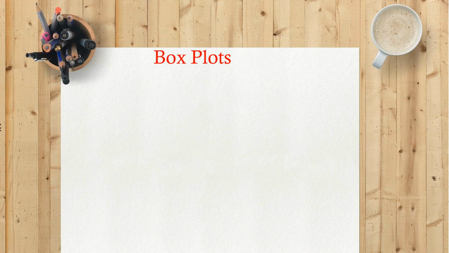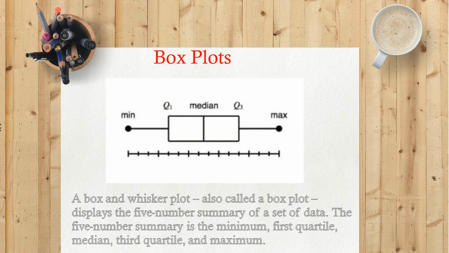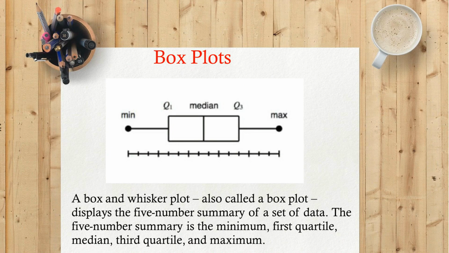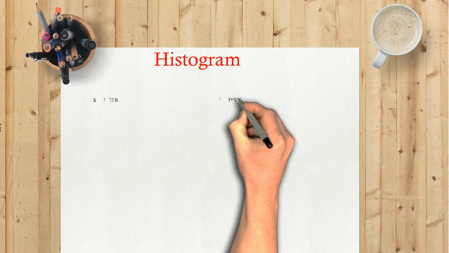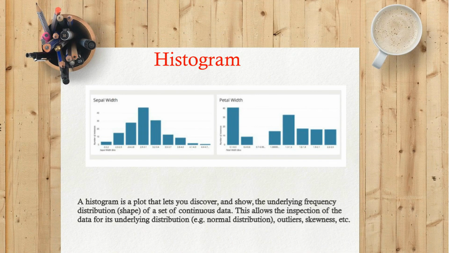Box plots. A box and whisker plot, also called a box plot, displays the 5-number summary of a set of data. The 5-number summary is the minimum, first quartile, median, third quartile, and maximum. Histogram. A histogram is a plot that lets you discover and show the underlying frequency distribution, shape, of a set of continuous data. This allows the inspection of the data for its underlying distribution, for example normal distribution, outliers, skewness, etc.